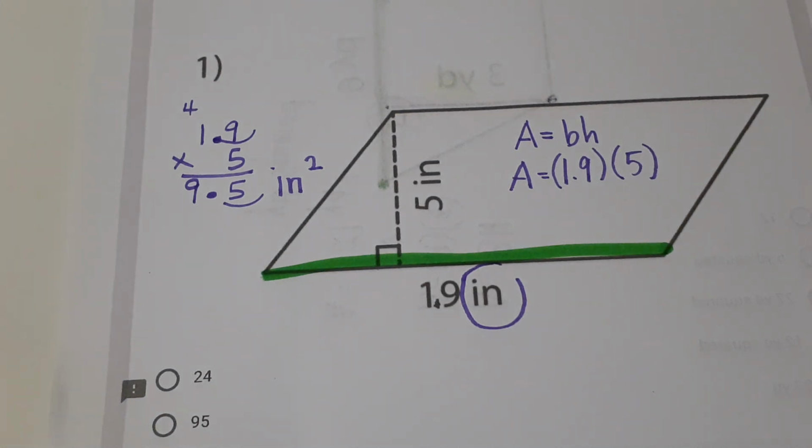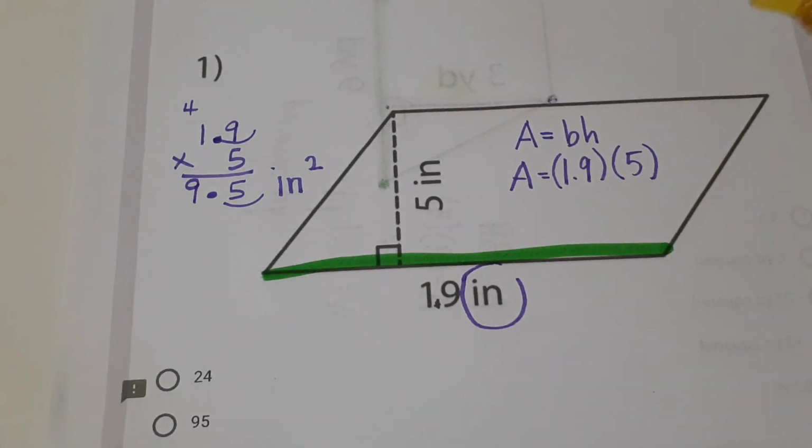This is Mrs. Ash, and today I want to review with you the answers to yesterday's area of parallelograms quiz. The first thing we want to know is, what is the area of a parallelogram? The area of a parallelogram is figured out by multiplying base times height.